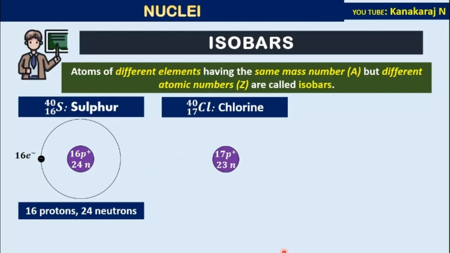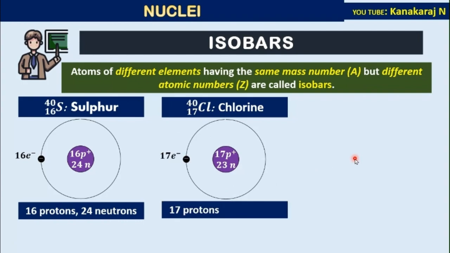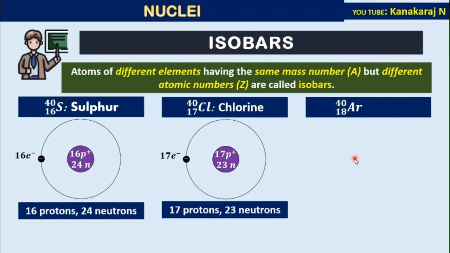In the nucleus of chlorine 17, 40, there are 17 protons and 23 neutrons. Together, they make 40 nucleons. In the orbit, there are 17 electrons. In chlorine, 17 protons are available and 23 neutrons are available. Together, they are making 40 nucleons.